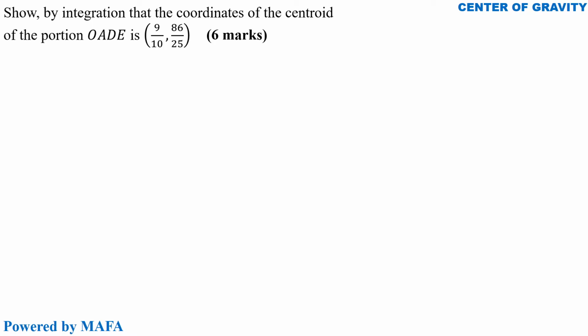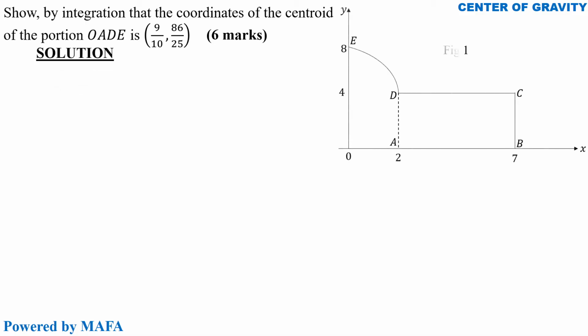Okay, so let's begin with the first part, showing by integration that the coordinates of the centroid of the portion OADE is at a point 9 on 10, 86 on 25, which was allocated 6 marks. So the solution, we begin by displaying the figure that was given to us originally.